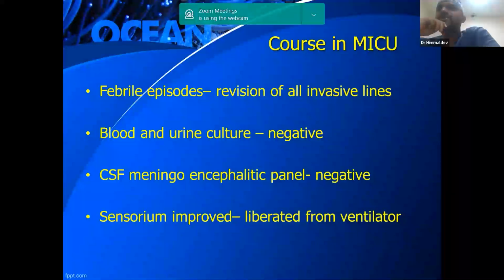And initially, based on the CSF initial panel, we started treatment for HSV encephalitis, and we sent it for something called a PCR panel. CSF can also be sent for PCR. It came back negative for HSV, so we stopped the acyclovir.